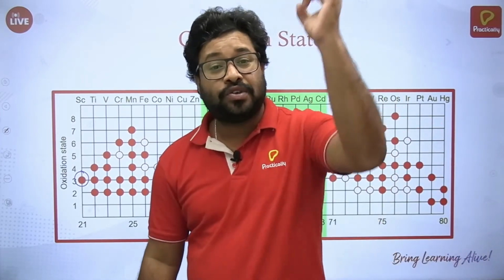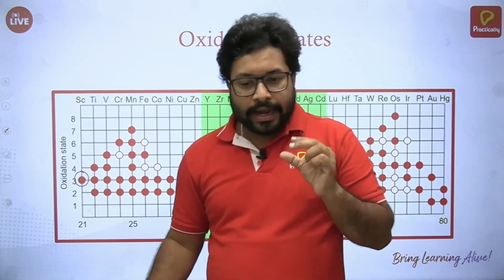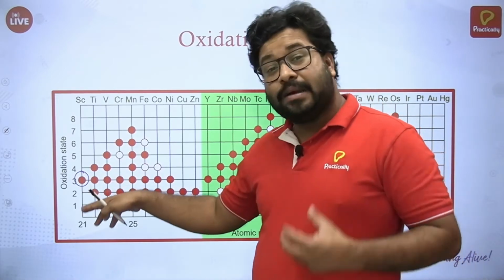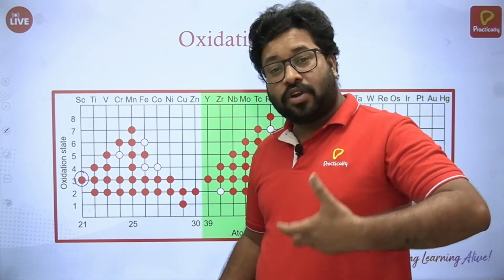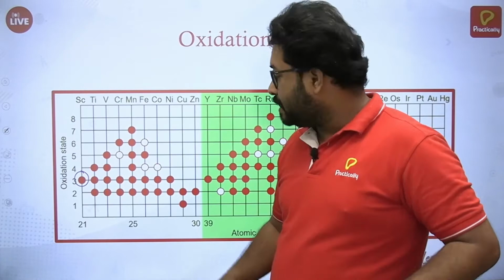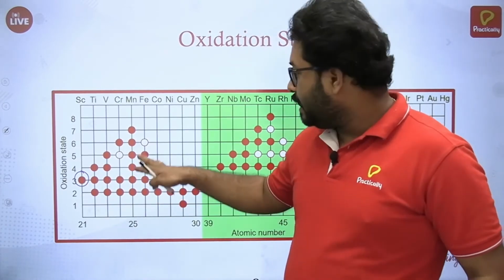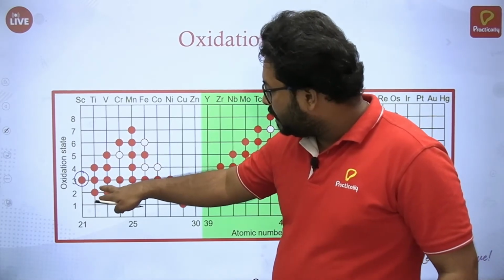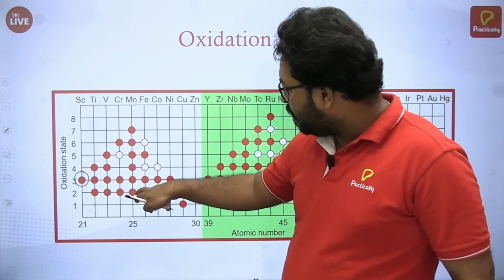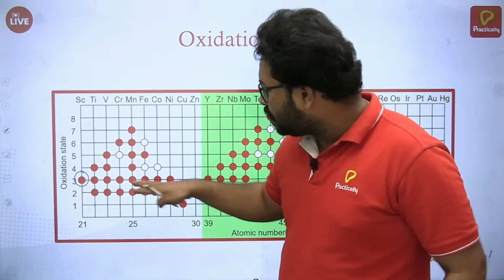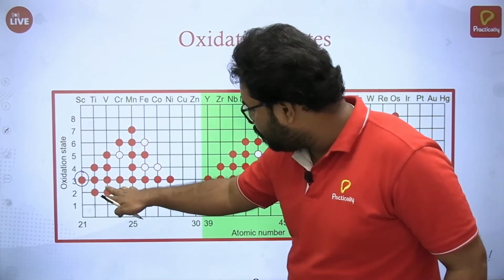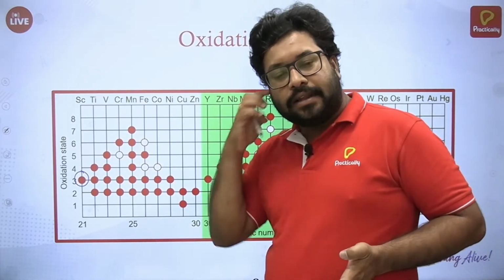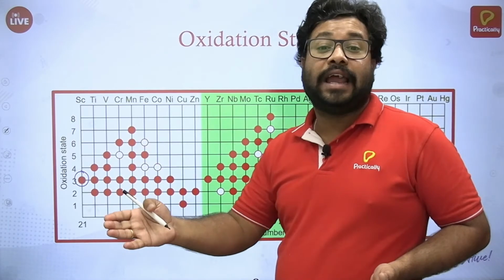So what do you observe from it? In the 3d series, I'm not talking about the other elements right now, the number of oxidation states shown by given metals keeps on increasing. They increase till the middle of the series. For example, 2, 3, 4, 5, 6. You can clearly see here 2, 3, 4, 5, 6. And from the middle of the series, it again starts declining.